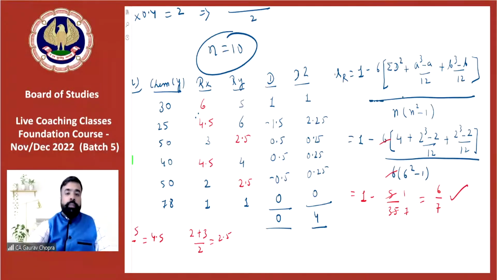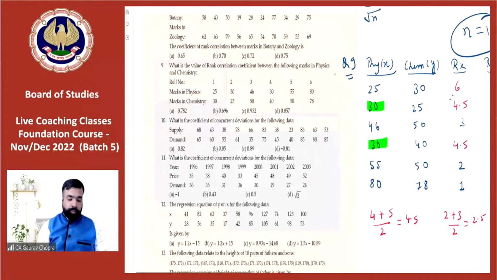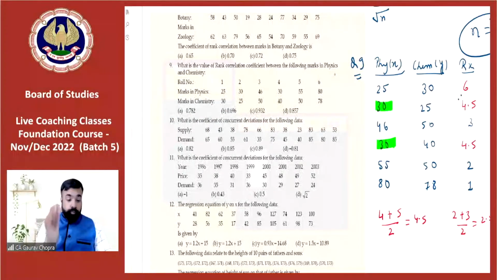This is rank correlation coefficient. So in this manner, we can easily calculate. So according to option, you can select option number D.